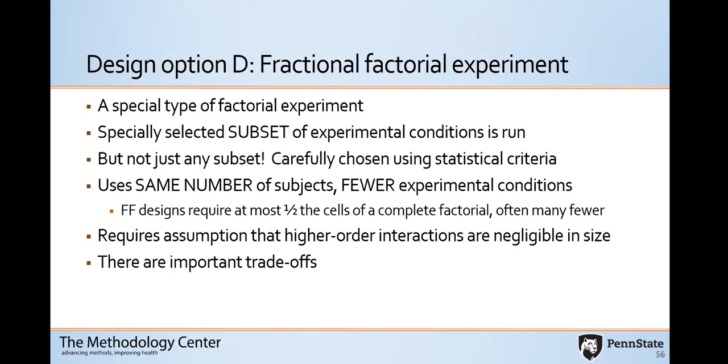Fractional factorial designs use fewer experimental conditions, but the same number of subjects. So you're eliminating experimental conditions, which can be more economical because there are fewer logistical complications, but there's no savings in terms of subjects. Fractional factorial designs require at most half the experimental conditions of a complete factorial, sometimes fewer than that. But they require some important assumptions and important trade-offs that we don't have time to get into here. But I do want to make you aware of these kinds of designs.